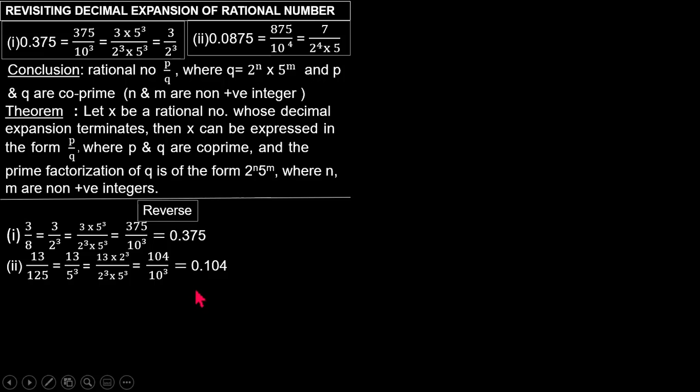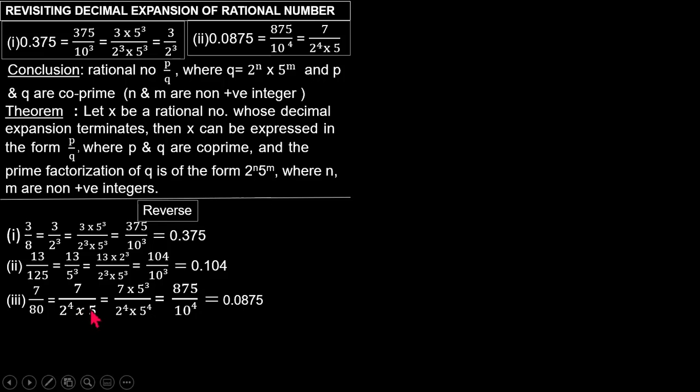So it will be 0.104. Exactly the reverse procedure: 7 by 80. We have to first write it in the form of factors of 2 and 5. In this form only we will write our denominator. So 2 raised to power 4 into 5.